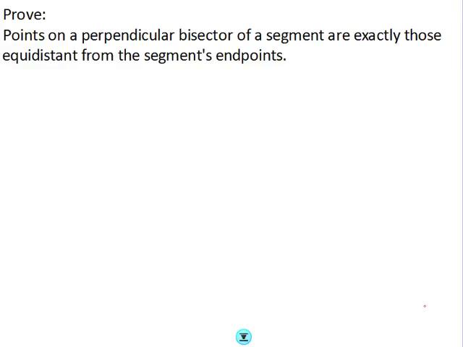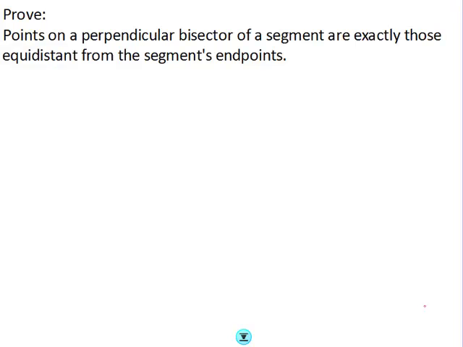This is one of the more challenging theorems to prove in Math 3, and so I'll encourage you to study this video carefully and to make sure before proceeding to each step that you've understood the previous one. Okay, so first I'll read the theorem. The theorem states, points on a perpendicular bisector of a segment are exactly those equidistant from the segment's endpoints.